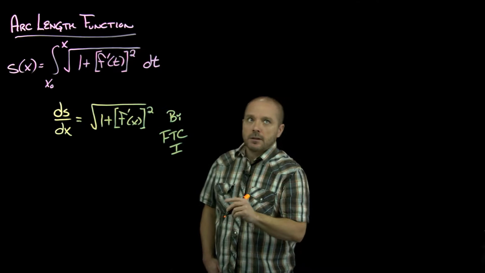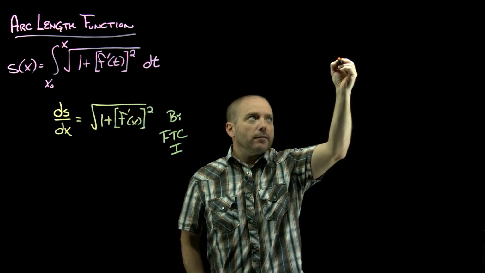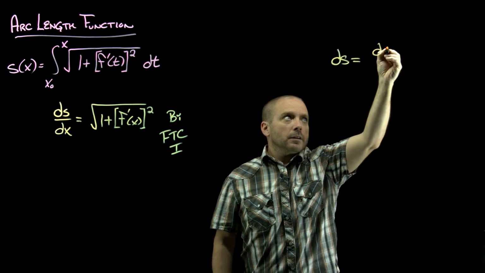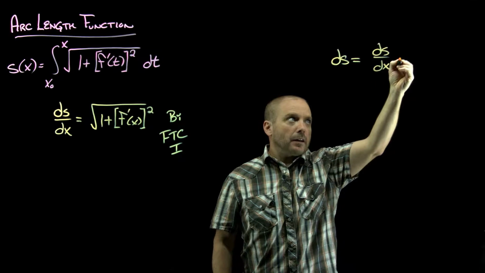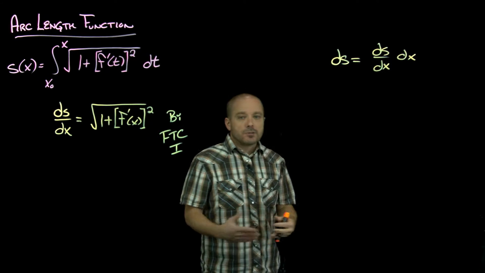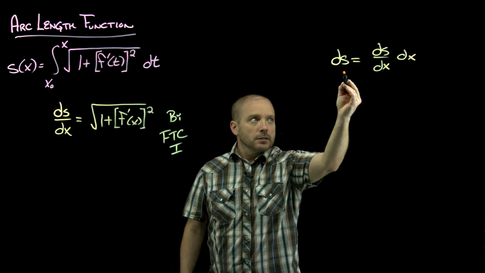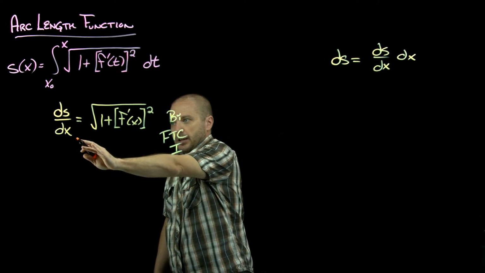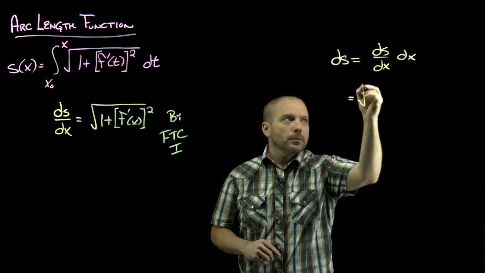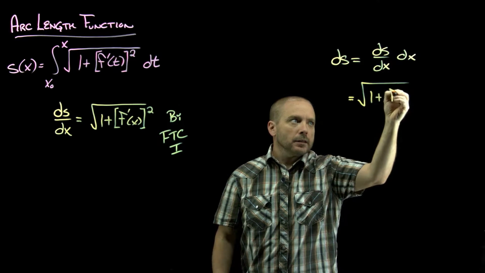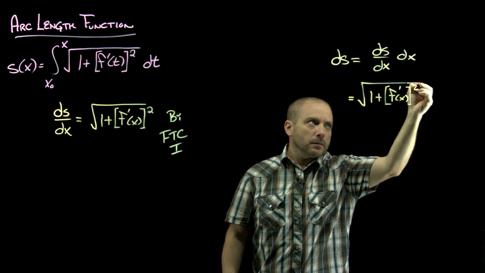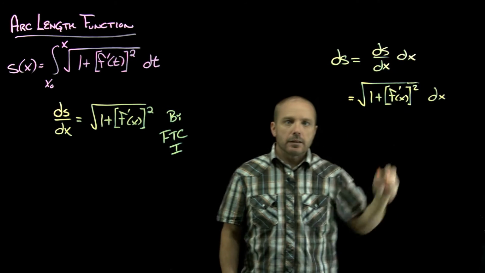Now recall from Calc 1 that we defined a differential, ds, to be the derivative of s with respect to x, dx. So that's just the definition of a differential on any function. And in this particular case, we know ds is the square root of 1 plus f prime of x squared, and then dx.